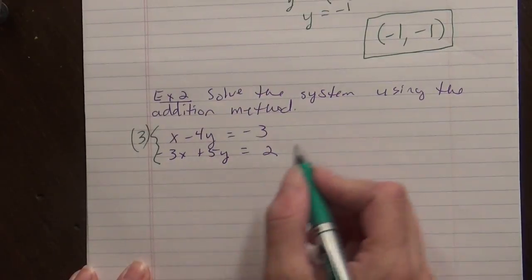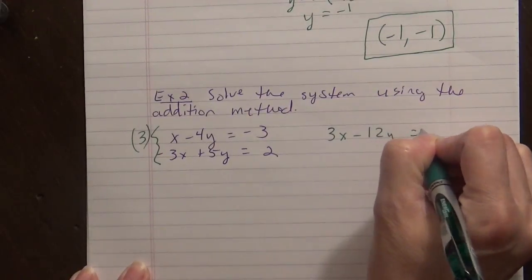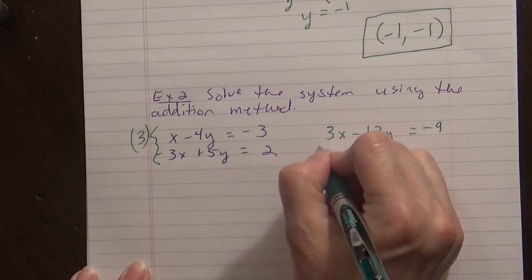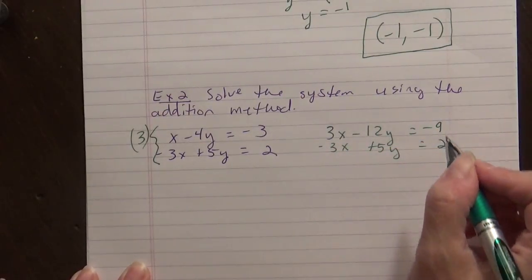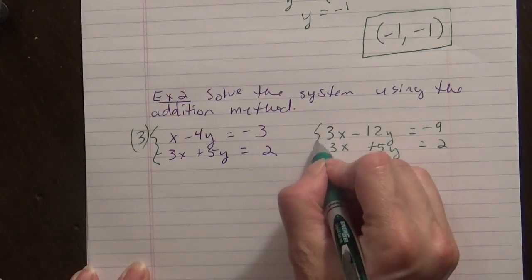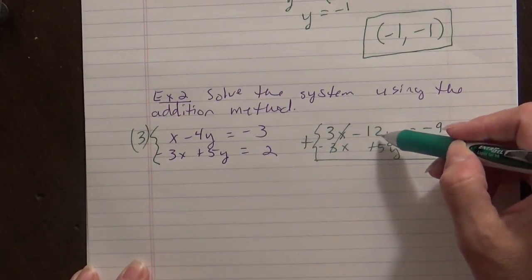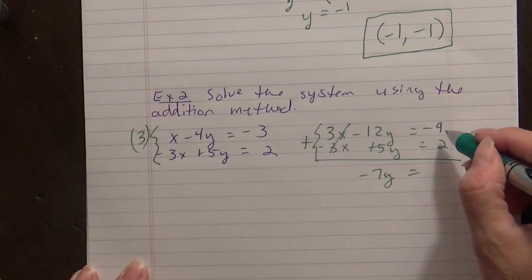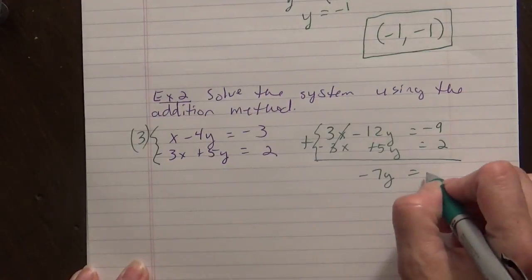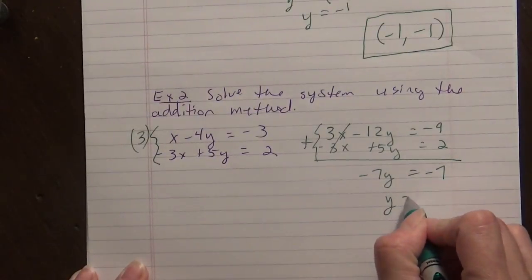So this will give me 3x minus 12y equals -9. And then my second equation will stay just like it is. But now I can add them together. The x's cancel. -12y plus 5y gives me -7y. -9 plus 2 gives me -7. And then I can solve this easily for y if I divide both sides by this -7. That's going to give me y equals 1.